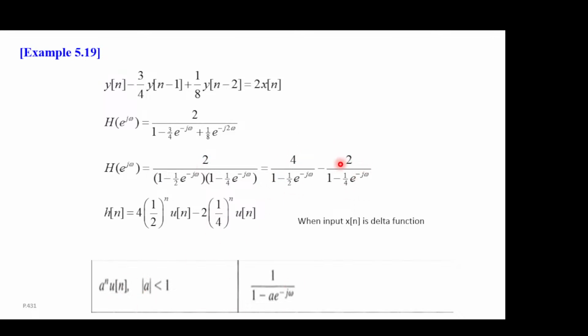The thing we know, because we know this exponential decay will give you 1 over 1 minus a e to the minus j omega. So a equal to 1 over 2 here, and a equal to 1 over 4 here. So you have exponential decay with 1 over 2 and exponential decay with 1 over 4. And the other things are just coefficients and unit step. Yeah, so this 4 becomes 4 and minus 2. Okay, just like before.